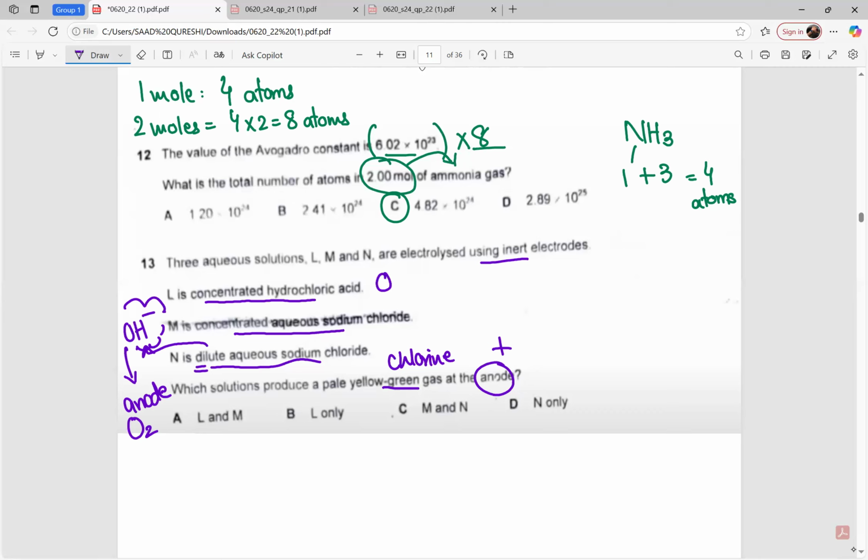Here we have concentrated hydrochloric acid, so we must be having hydroxide ion and chloride ion. Here also, concentrated aqueous sodium chloride, we have hydroxide ion and chloride ion. Now in both of them, as they are concentrated, hydroxide ion will not go to the anode. So any ion other than hydroxide, which is chlorine. So L and M both will form chlorine at the anode. So the answer is A.